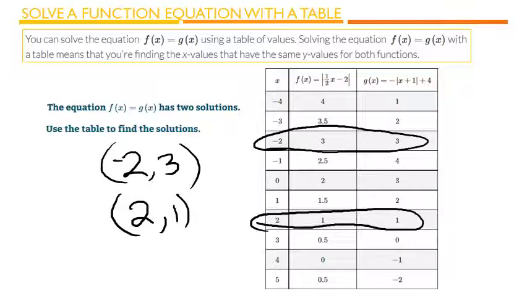So the equation f of x equals g of x has 2 solutions. Find the solutions on the table. Anytime you're using a table, again, you just figure out where you have the same points in common, which means they intersect at those same points.